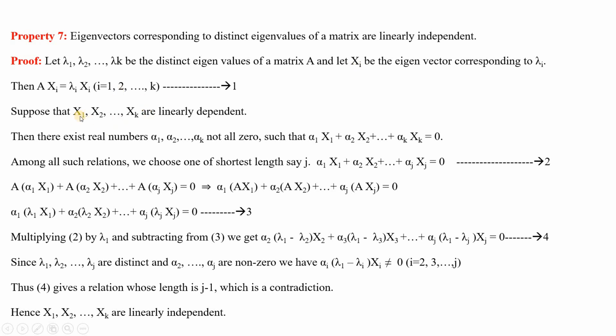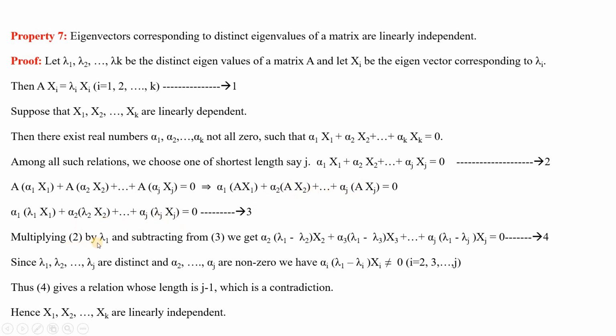So suppose we take these as linearly dependent. So not all the constants are 0. Among such relations we choose one of shortest length j. So after j it's equal to 0. So we multiply by matrix A throughout, and we will get like this. So in the place of Ax1, lambda 1 x1, Ax2, lambda 2 x2, up to Axj, lambda j xj.